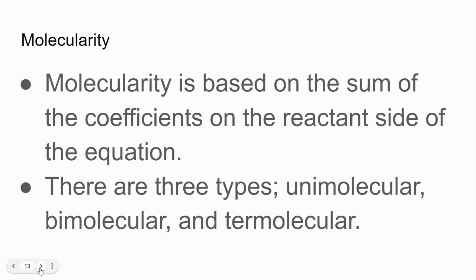There are three types of molecularity: unimolecularity, which means one. In other words, the sum of the coefficients on the reactant side of that elementary step is one. There's bimolecular. Bi means two. So when you add up the coefficients on the reactant side of that elementary step, you get two. And there's termolecular, term meaning three. So in other words, when you add up the coefficients on the reactant side of that elementary step, you get three.